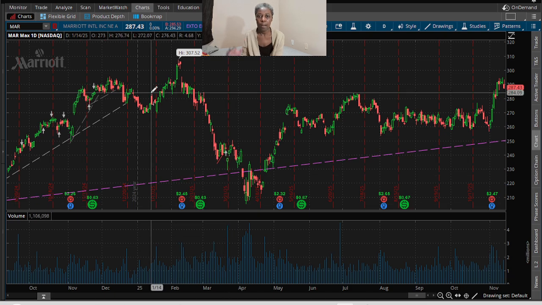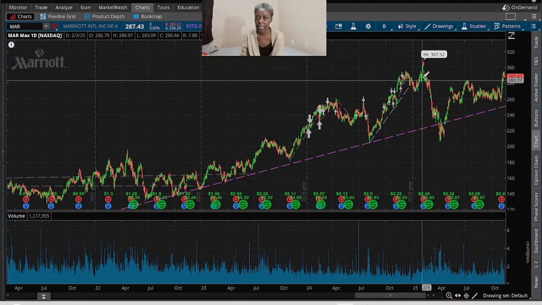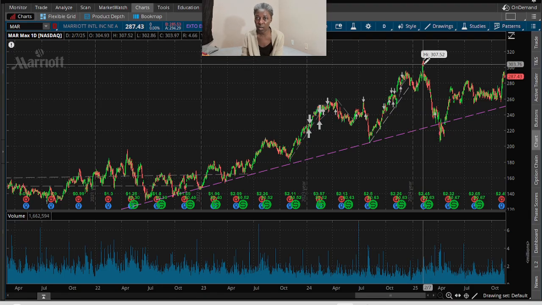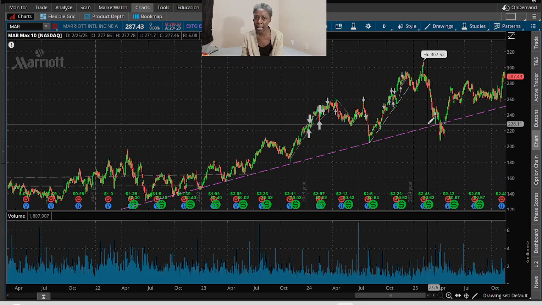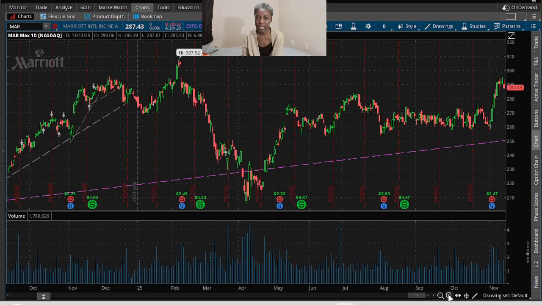When the price pulled back to this support line, went up, pulled back a little bit, and went up and reached a new high, it was done. When it pulled back to this support line and started going up from there, that's when we enter the trade.